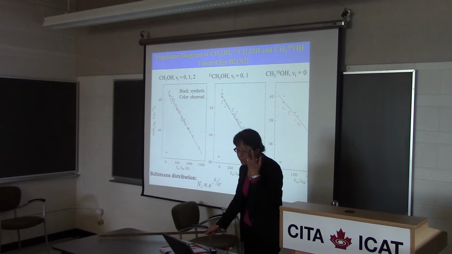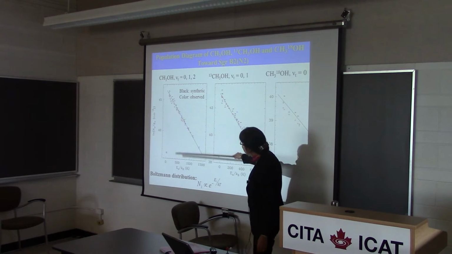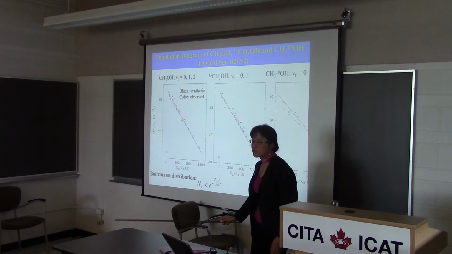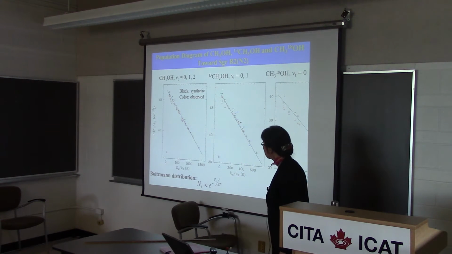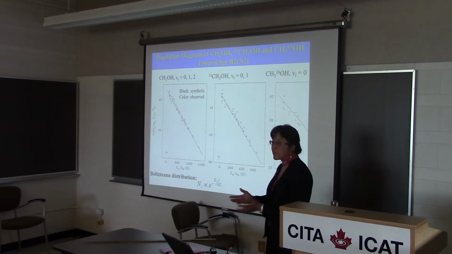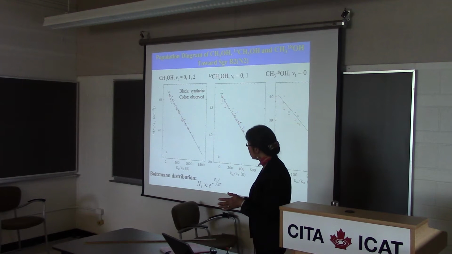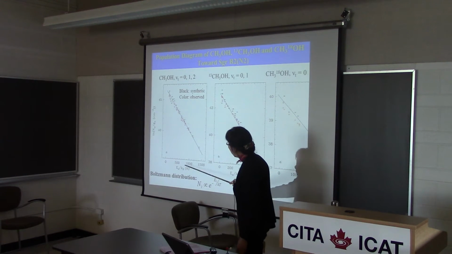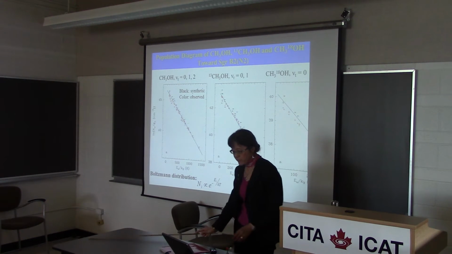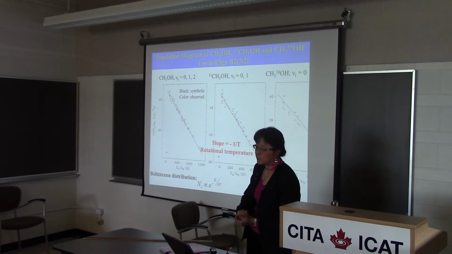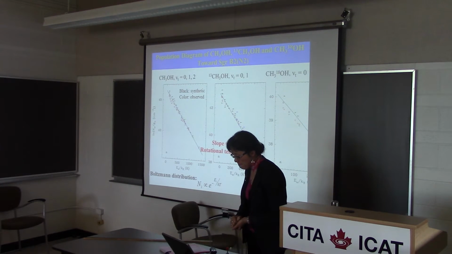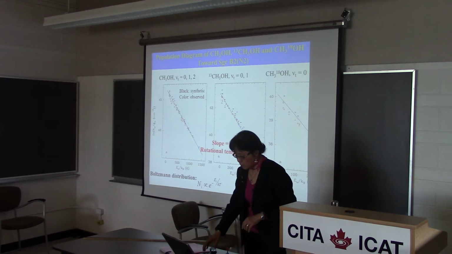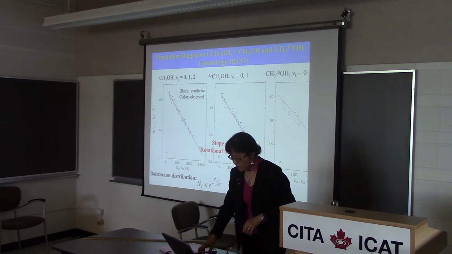From that, we can do a population plot. Plotted on the vertical axis is the natural log of the Boltzmann factor, and the horizontal axis is energy divided by the Boltzmann constant, K here. Therefore, the slope gives you the inverse of the rotational temperature with a minus sign in front. Okay? And so such information we can derive from the survey spectrum.